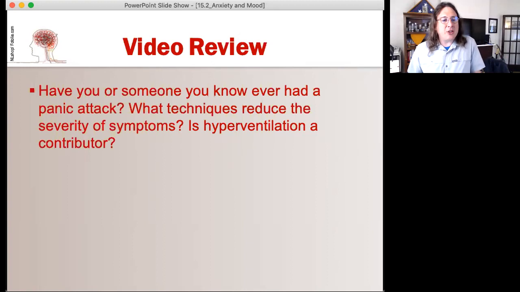So hyperventilation is a contributor because it blocks our ability to get oxygen to the brain, and it also tells our brain that something is very, very wrong. So it employs other things, increased heart rates, increased blood pressure, to try and compensate for that fear response.